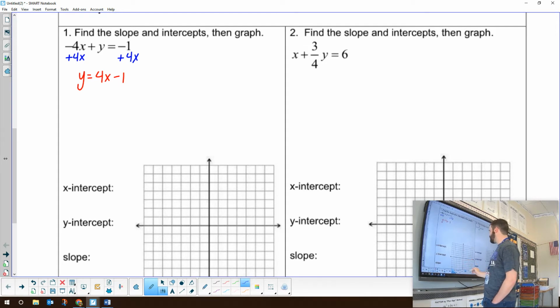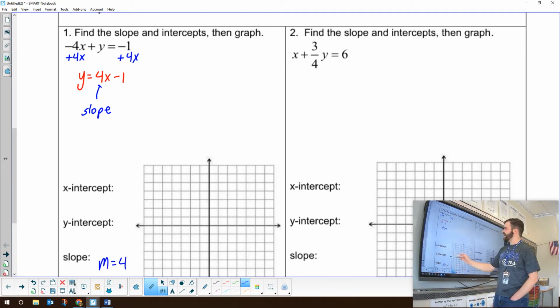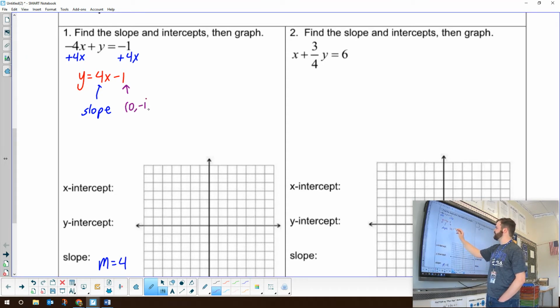And then I can find my intercepts and my slope from that equation right there. So we can look here and say, oh, just by looking at that, I can tell that my slope is going to be 4. So my slope is going to be m equals 4. And I can also tell what my y-intercept is. My y-intercept is going to be at 0, negative 1. That's my y-intercept. Okay? So we're going to have a y-intercept at 0, negative 1.